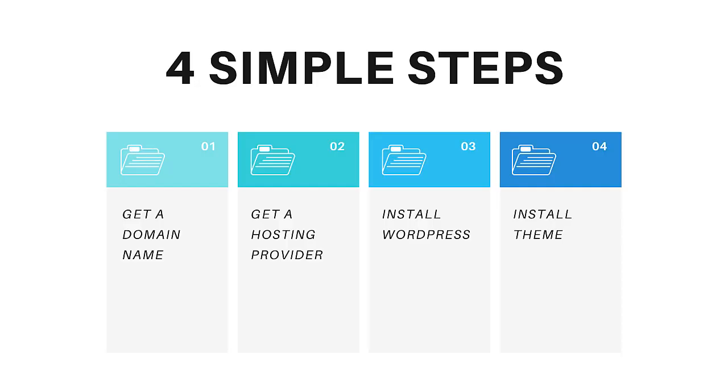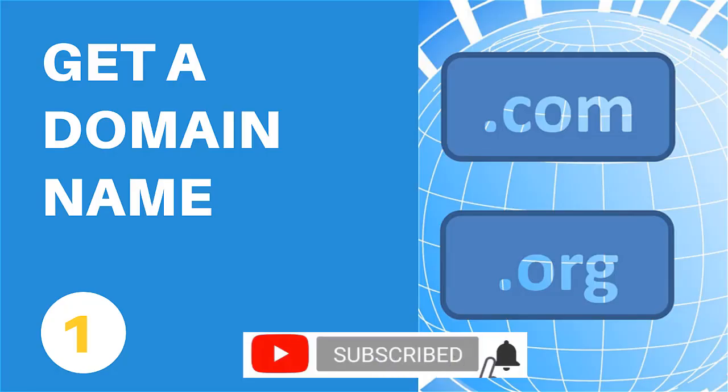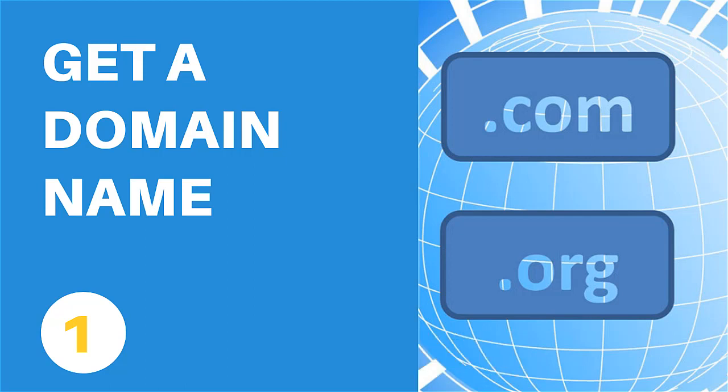These are the four simple steps. Number one, get a domain name. Number two, get a hosting provider. Number three, install WordPress. And number four, install a theme. Let's proceed to number one, get a domain name.